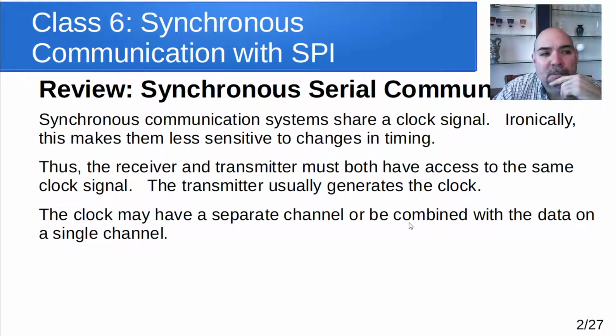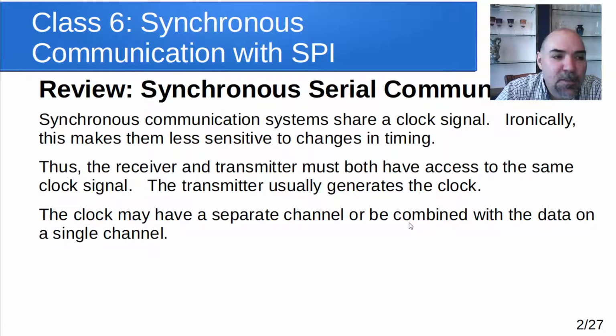Now, synchronous, as we talked about previously, ironically, makes them less sensitive to changes in timing because they're looking at the same clock. All that matters is when it changes state. Does it go low to high? Does it go high to low? And so, since they're both looking at it, it could go low to high, and then a long time later, go high back to low, and vice versa. All that matters is they're both looking at that same clock. That's what makes it synchronous. So thus, the receiver and transmitter both have to have access to that same clock signal.